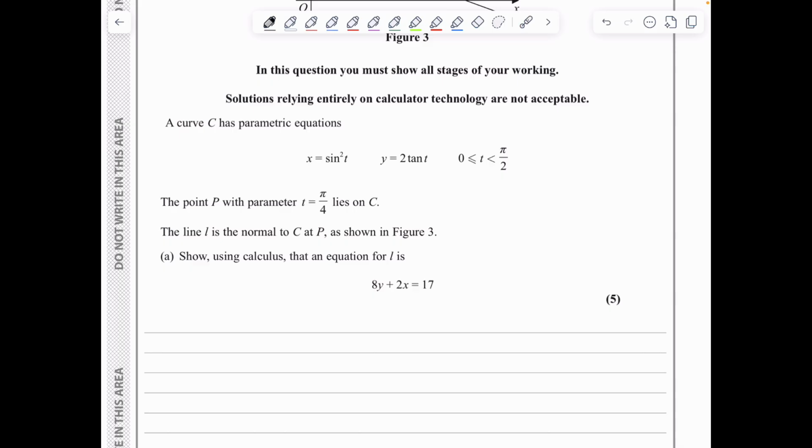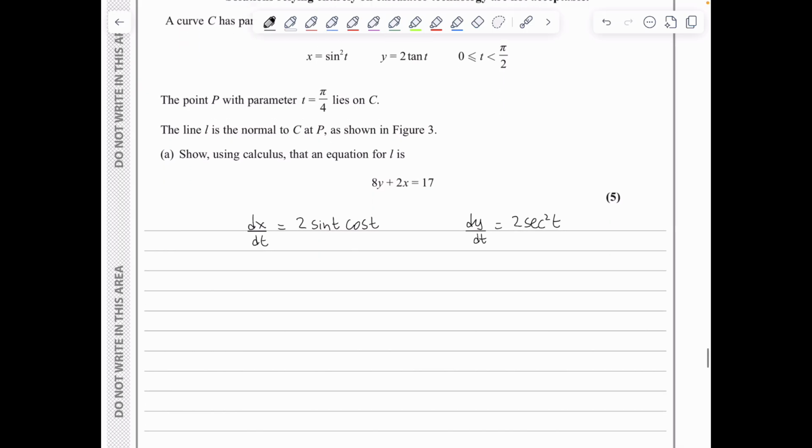I will start by finding expressions for dx/dt and dy/dt. Now, knowing that x is sine squared t, to find dx/dt, I bring the power down, I deduct 1 from the power, times the derivative of the bracket, whereas for dy/dt, we know that the derivative of tan is sec squared, so we're looking at 2 sec squared t. So we proceed with an expression for dy/dx, which we know is equal to dy/dt over dx/dt.